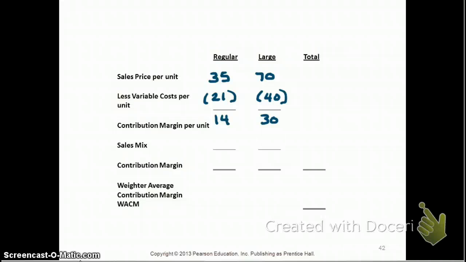For these 3 steps, you ignore the total column. You do not total it across. The next line says sales mix. That is where you're going to go see what your sales mix is for regular and large posters. They said that the sales mix was for every 5 regular posters she sells 3 large posters. At this point, you do take a total across and you say that your total sales are 8 units.